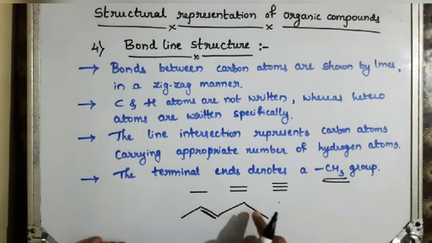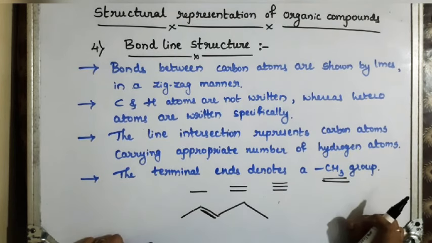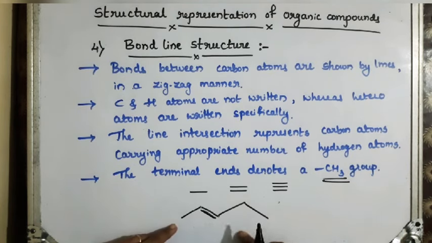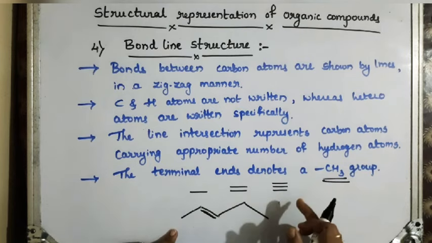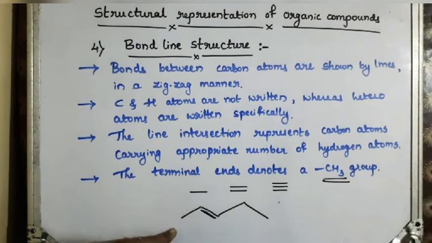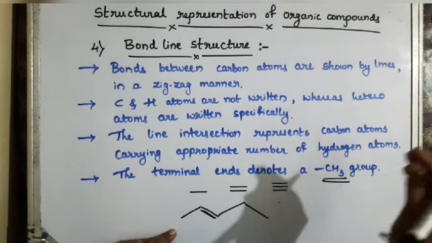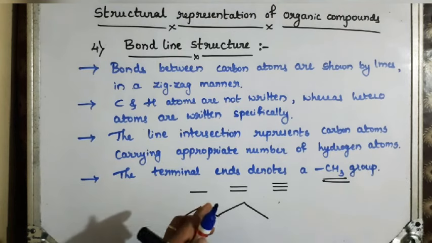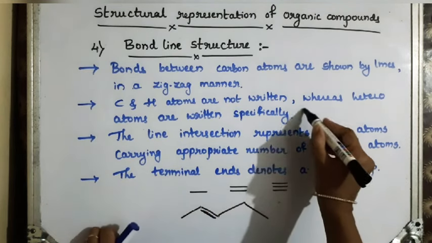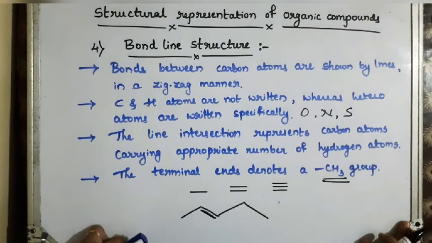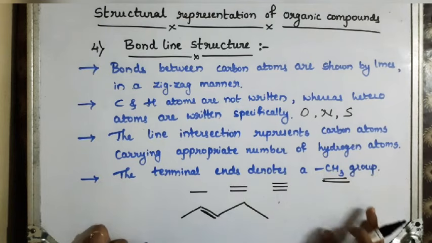So like this we have to draw the bond line structures. We are not writing carbon and hydrogens in this particular representation. We are not writing carbons and hydrogens which are present with the carbon. If there are heteroatoms, that is, if there is any element in the molecule other than carbon and hydrogen, for example if we have oxygen, if we have nitrogen, if we have sulfur, so if there are any such different elements or atoms, we have to mention them.